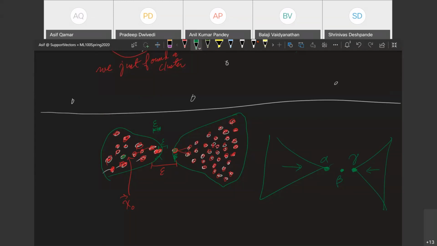Let us say that both from alpha and from gamma you can reach. Let us say that this was your starting point. From alpha you can reach beta, from beta you can reach gamma, and from gamma you can reach everything else. Right? You can reach out to everything else. So therefore you have just one cluster.